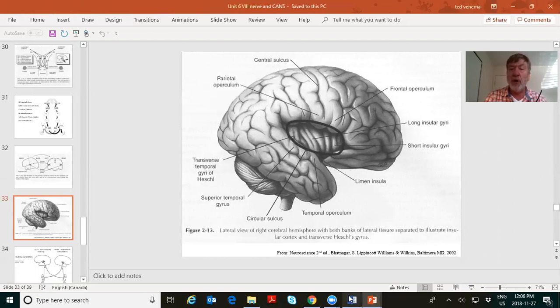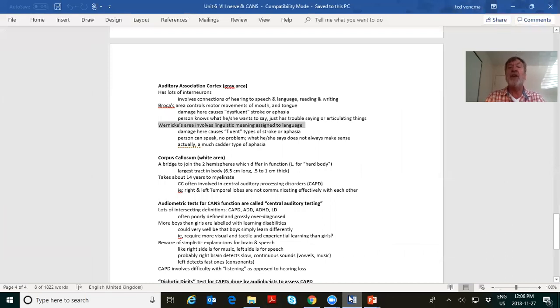So when you go to your notes, you will see 2 types of strokes that people can have. When someone has a stroke, it's called aphasia. Broca's aphasia means the person knows what he wants to say, he just can't say it. He has a hard time saying it. Okay? He's had a stroke that way. But he can write, he could type, no problem.